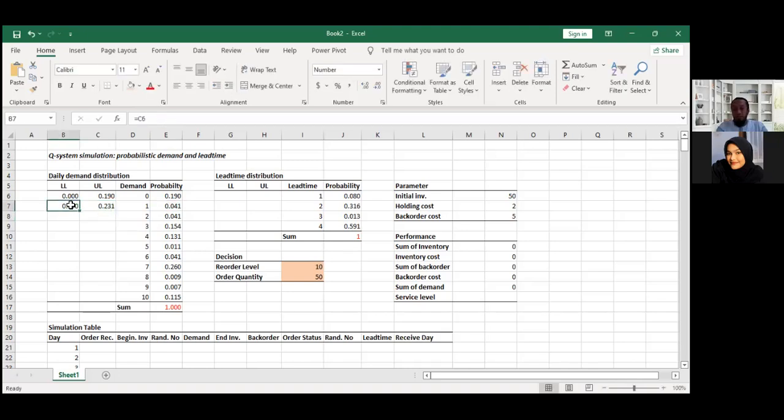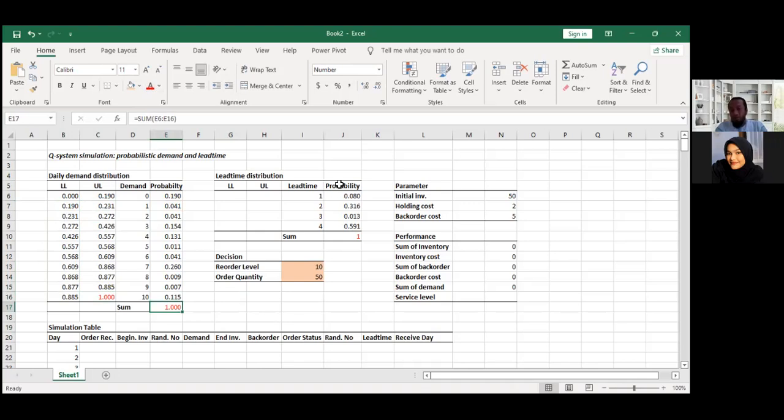After that, we can copy down. This one is also the same, we can copy down. Here we need to make sure the last one must be 1, so I make it red, just to make sure it equals 1. This one must be 1.